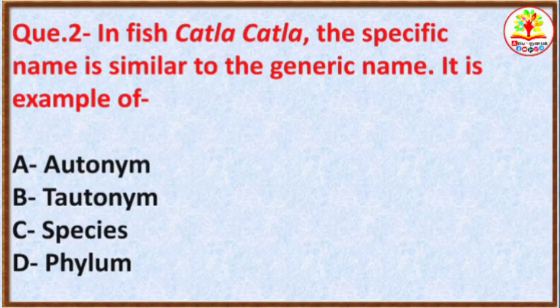Question number 2. In fish Catla catla, the specific name is similar to the generic name. It is an example of A. Autonym, B. Tautonym, C. Species or D. Phylum. In this question, the terms species and phylum are known to you, but autonym and tautonym are new. So, the answer is B. Tautonym. And what is autonym? In autonym, the specific epithet of the scientific name is repeated. Comment down the example of autonym.